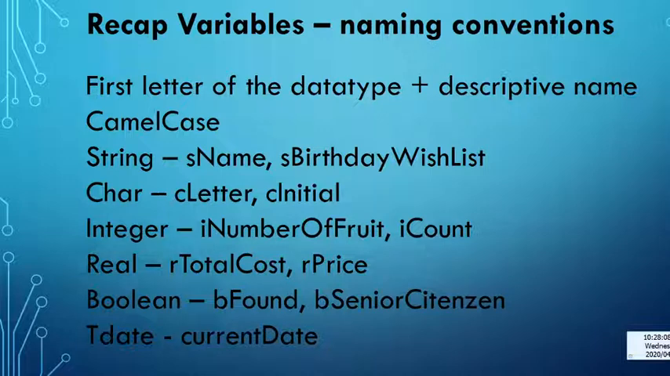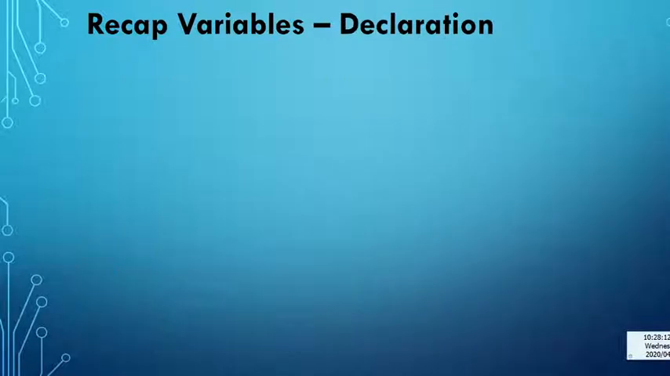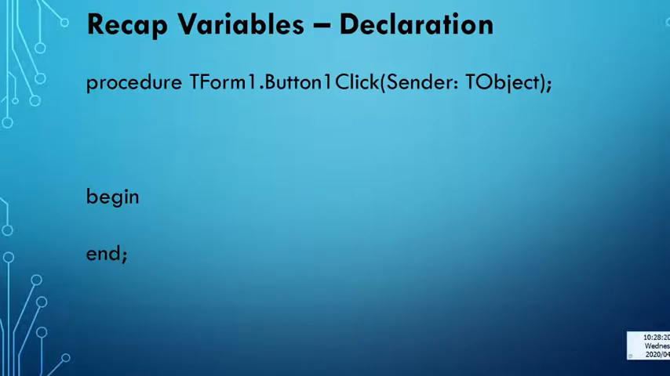All right, so then we go over to declaring our variables, which we did yesterday. So I've put up a piece of code here, click of a button. Our procedure, click of a button. You can see I did not name my button properly, as I should have. It should have said btnClick or something, btnHappyBirthday. But for now, I just left it button1.